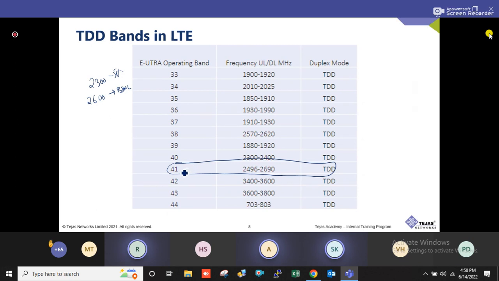Am I correct? BSNL is using this band. Okay, so BSNL is using the 2600 band and Jio is using the 2300 band, and we are getting good voice quality. That is why, if you look at the TDD configuration, TDD has certain configurations wherein we can give some sort of priority to all these VoLTE services.